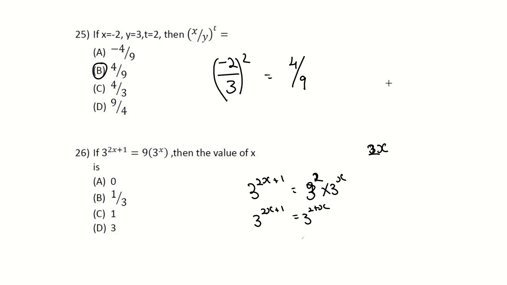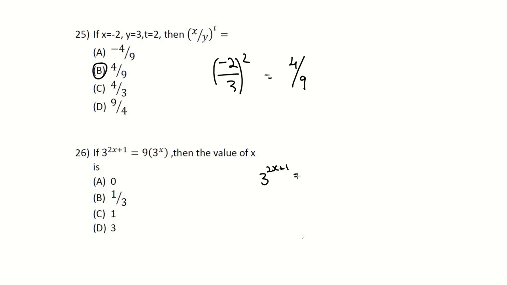Hold on, let me write this properly because it's a little bit scrappy. Okay, so when we have a question like this, 3 to the power of 2x plus 1 is equal to 9 times 3 to the power of x. I would say 3 to the power of 2x plus 1 is equal to 9, which is 3 to the power of 2, multiplied by 3 to the power of x. We want the bases to be the same, right?